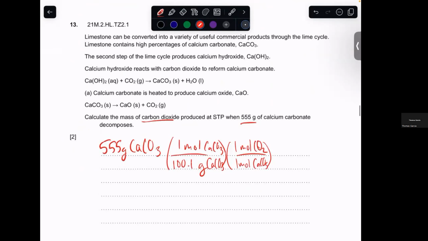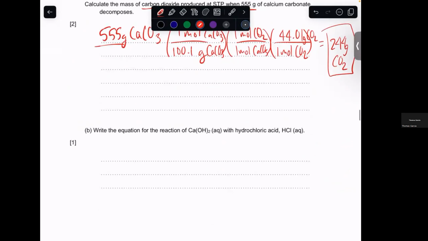So I will get 1 mole of CO2, and then I can convert 1 mole CO2 by multiplying by 44.01 grams CO2, and I will get a final mass of 244 grams CO2. Now, you want to watch your sig figs. You start with 5 sigs, you end with 5 sig figs. That's it. Moving on to B, write the equation for the reaction of calcium hydroxide with HCl.